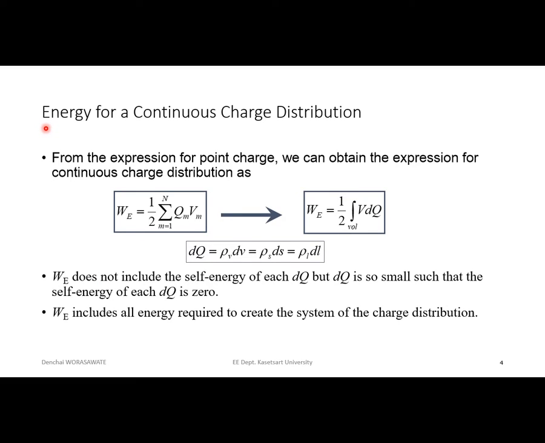We have studied energy for a system of point charges, but there's no point charge in the real world. Each point charge is actually a charge distributed in one area. In general, we'll write it in terms of volume charge density. If the charge is very thin, we can consider it as a surface charge, so we write it as a surface charge density.